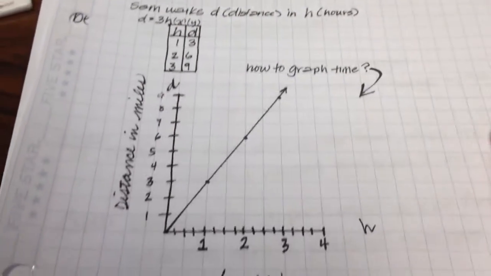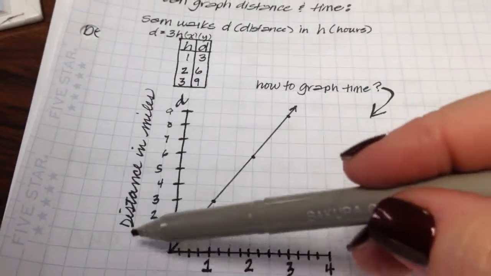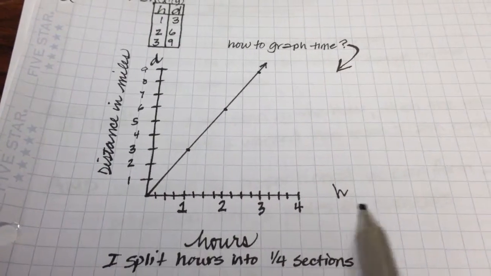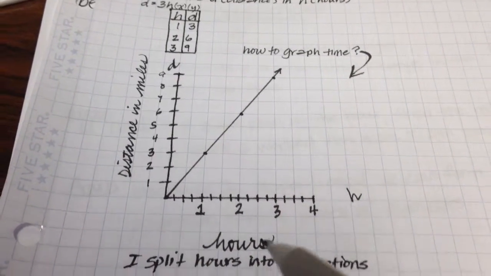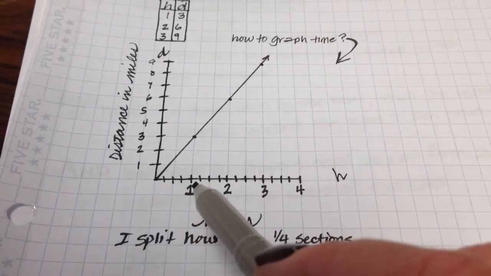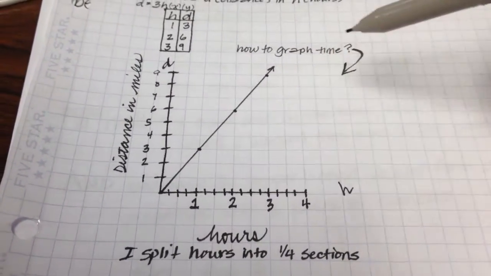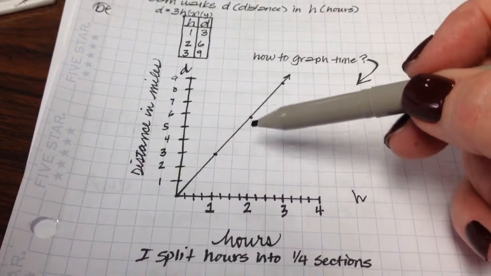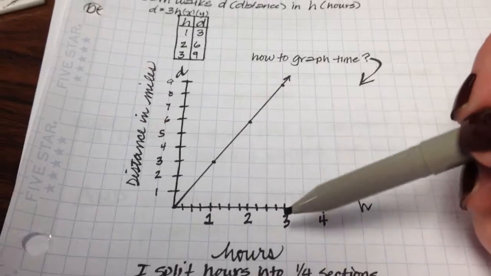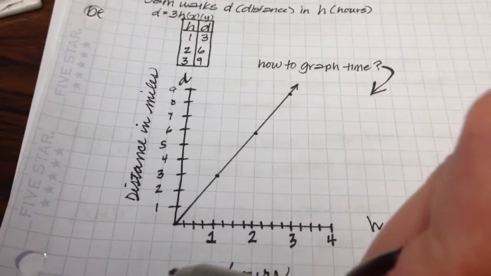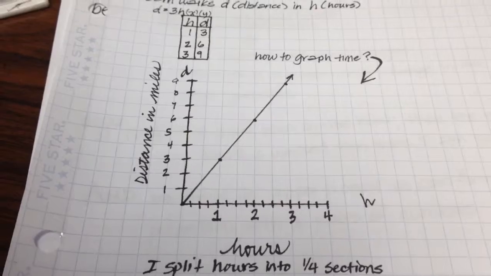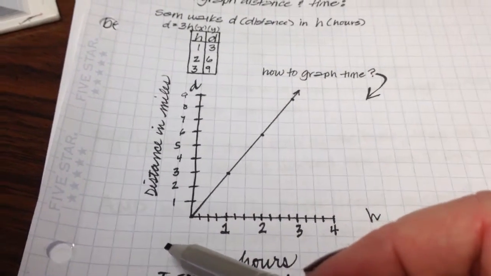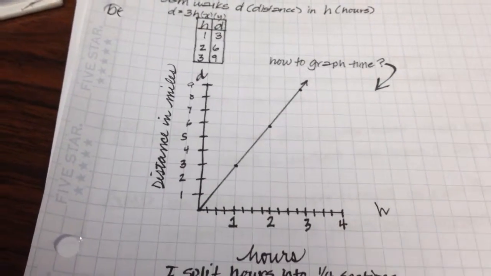So how do we graph for time? Well, we're going to say distance in miles, that's our y-axis, and the hours is our x-axis, correct? So I split the hours into quarter hours, so it's easier to see it on the graph that way. So in 1 hour, he went 3 miles. In 2 hours, he went 6 miles. In 3 hours, he went 9 miles. And look at that, we still get a nice ray, correct? Because you can't walk in negative time, right? You'd have to be the Flash to do that. We are not the Flash.